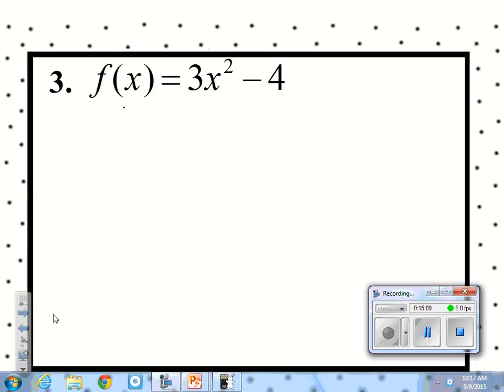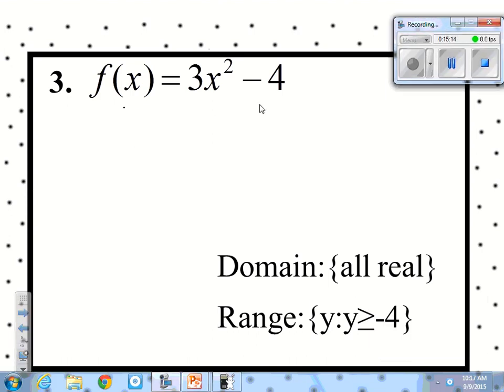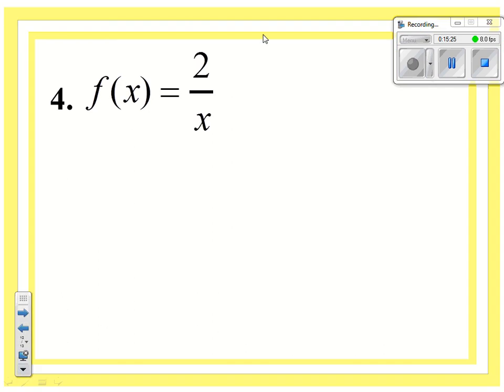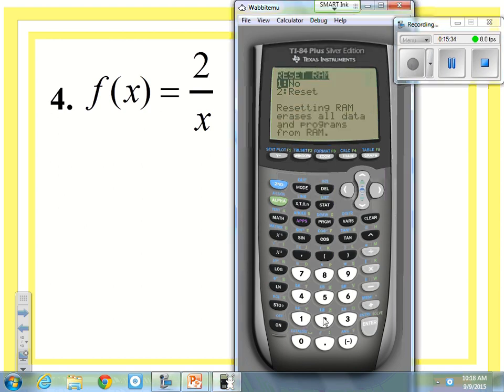So for that one, the domain would be all real numbers, but the range has to be greater than or equal to -4. All right, so let's go ahead and graph this one too. I'm going to clear the calculator once more. Second plus 7, 1, and 2. I'm going to go to y equal to, and I'm going to say 2 divided by x.